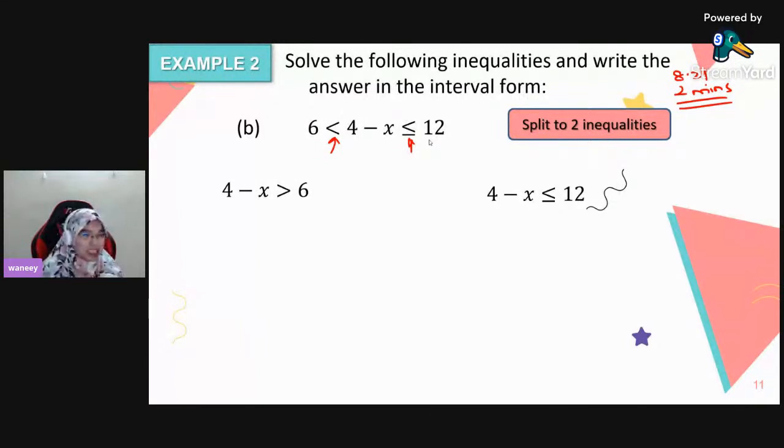Kena check lah, double check ke triple check ke, mesti kena check lah. Pastikan yang ni betul dulu. Sebab kalau yang ni salah, bye-bye lah.